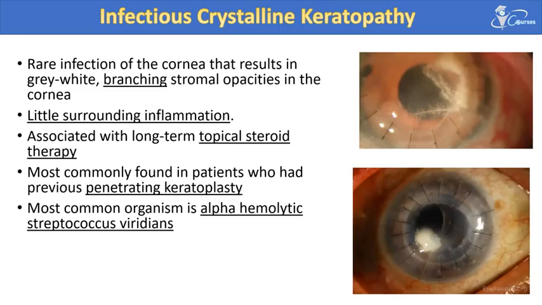Let's now discuss other corneal disorders, like what's called infectious crystalline keratopathy. Infectious crystalline keratopathy is a rare condition affecting the cornea, resulting in grayish-white branching stromal opacities in the cornea. Very important, the pattern is branching. It is not an epithelial defect which is branching that you may mistake for a dendritic ulcer, but it is a stromal infiltration. It looks grayish-white and has a branching pattern with little surrounding inflammation.